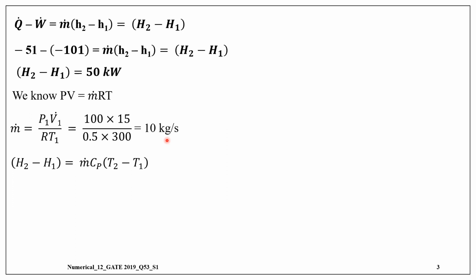On substitution into this equation, the various values yields, instead of H2 minus H1, we substitute 50. M dot is 10, Cp is 1, T2, of course, the quantity we need to calculate, T1 is 300, and this yields T2 equal to 32 degrees Celsius.